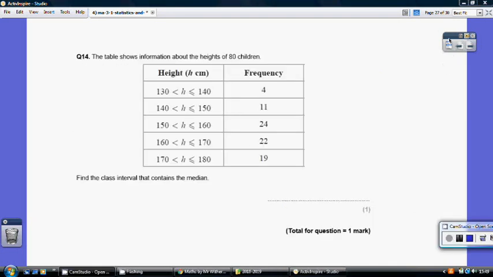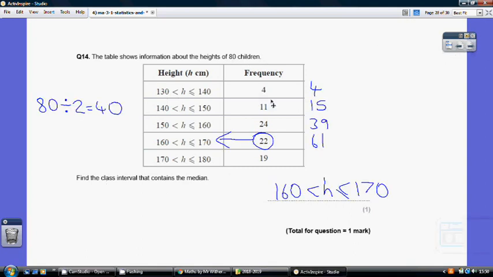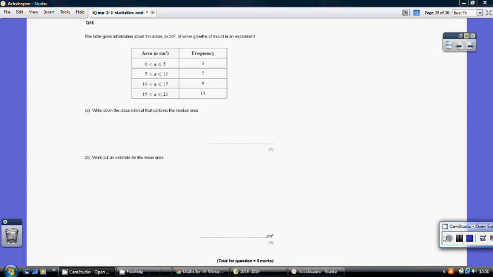Question 14. So we're trying to find the class interval. So that means one of these categories that contains the median. Now the median is the middle height, so the height of the 40th child. 80 divided by 2 is 40. So we've already got them grouped by height. So here's 4 kids, so we haven't got to the 40th child yet. Here's another 11 children, so how many children is that in total? Well, 4 add 11 is 15, still haven't got to the middle child. Here's another 24, 15 add 24 is 39, still haven't got to the 40th child. Go into the next row.